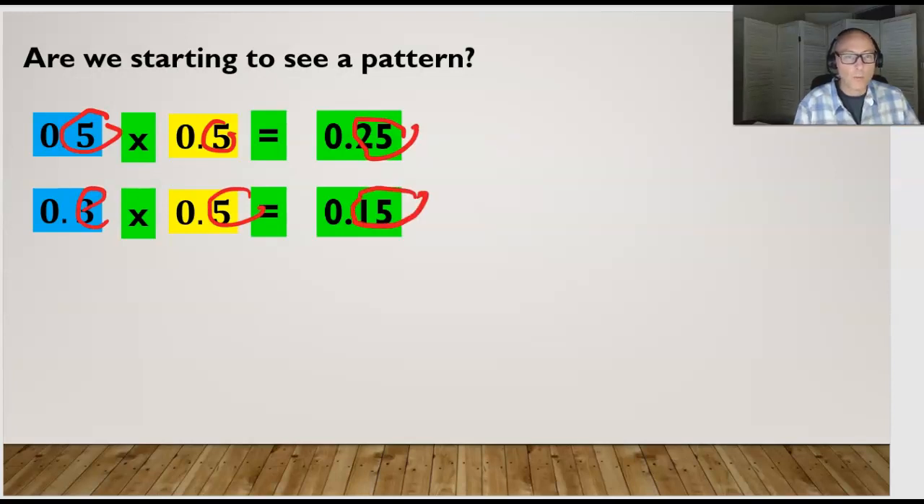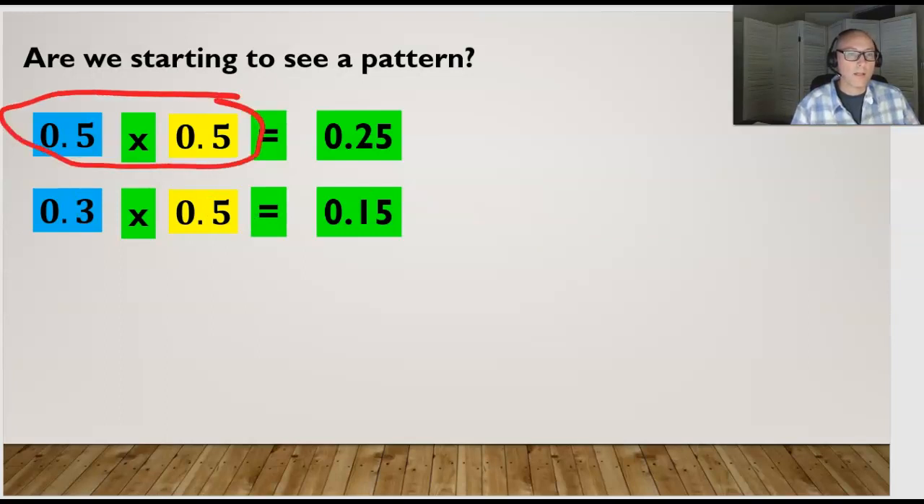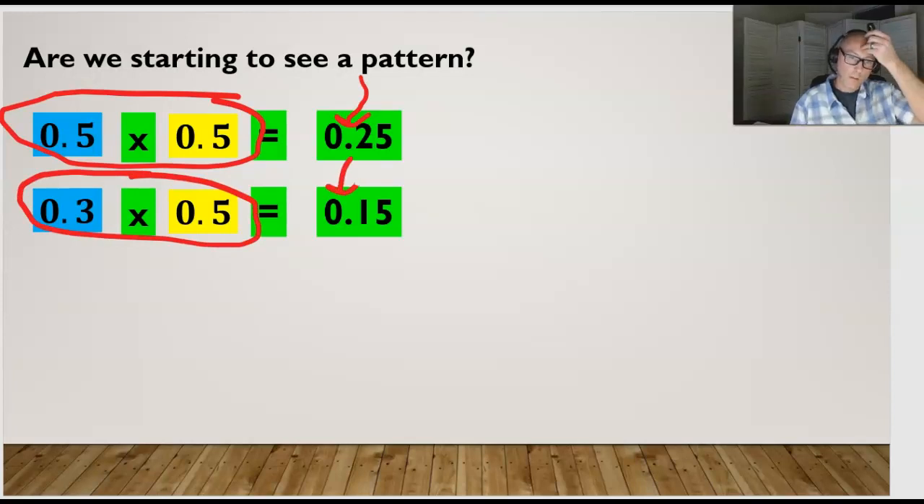Okay, but how do we know where to put the decimal? What's going on? Let's see, over on this side. Over here, that lets us know the decimal is going to go here. What's going on over here on this side that lets us know the decimal is going to go here? And there we go, here.